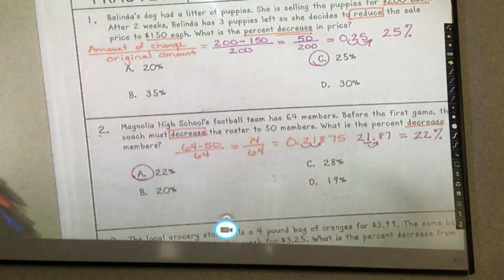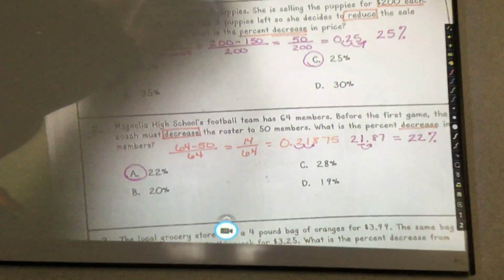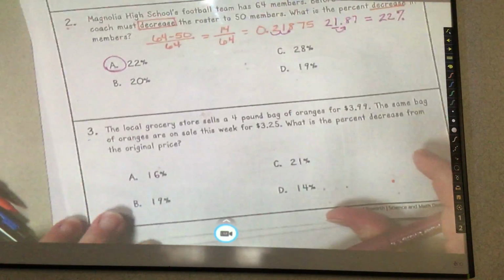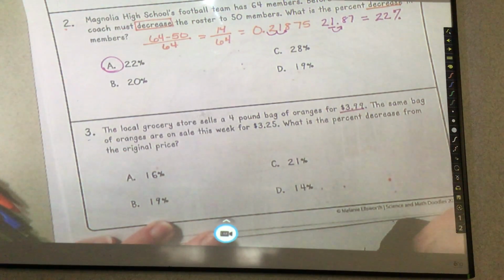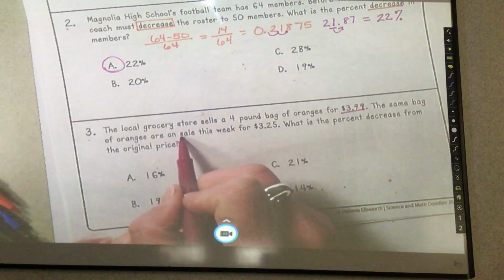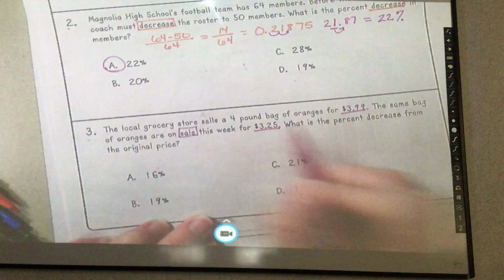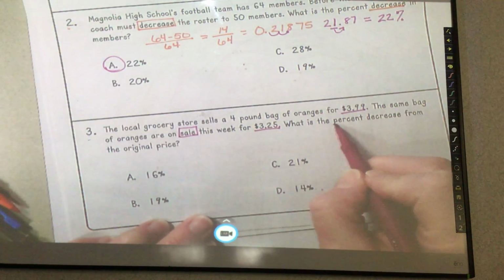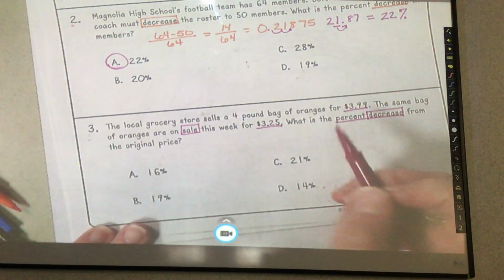If you don't have it, make sure you have it. Go ahead and sit down, and we will do the last one. You guys tried to beat me on the last one. The local grocery store sells a 4-pound bag of oranges for $3.99. The same bags of oranges are on sale. Okay, so if it's a sale, I know it's a decrease. For $3.25. What is the percent decrease from the original price?